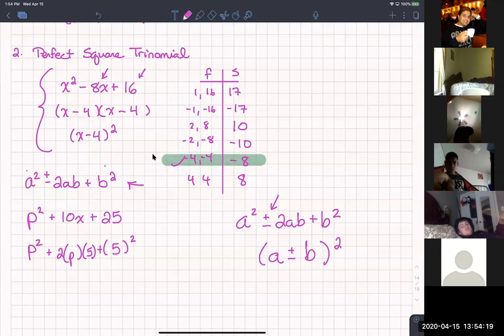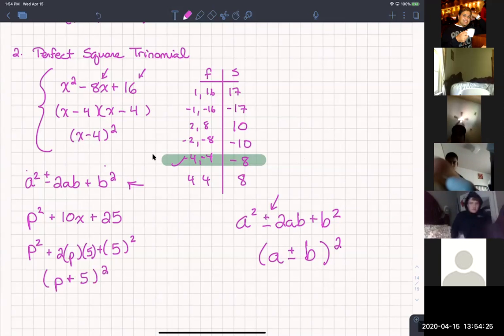Why isn't P in the problem, like in the middle part of it? What do you mean? Like the variable P isn't... Oh yeah, I'm sorry. 10x. Yeah, sorry. There we go. My bad.